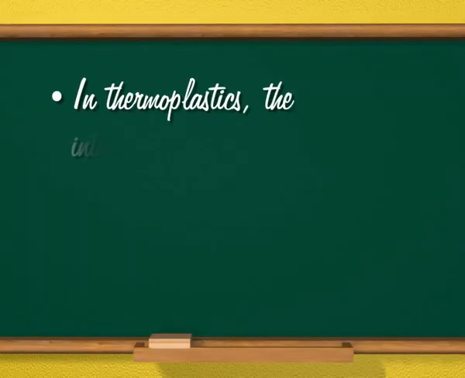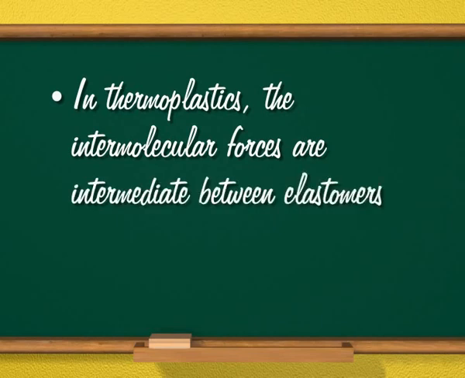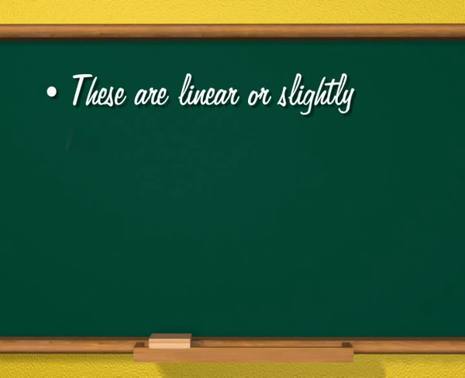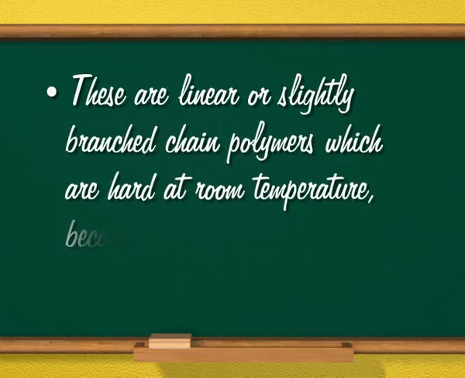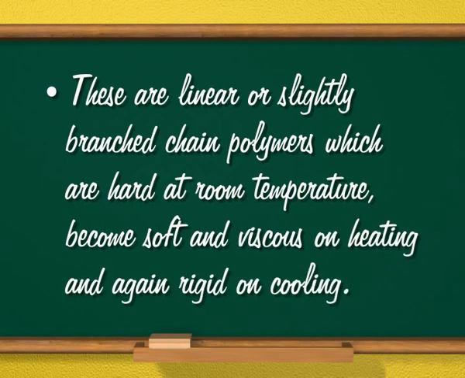We will now talk about the third category of intermolecular forces which exists in thermoplastics. In thermoplastics, the intermolecular forces are intermediate between elastomers and fibers, and the polymer chain has no cross links. These are linear or slightly branched chain polymers which are hard at room temperature, become soft and viscous on heating, and again rigid on cooling.